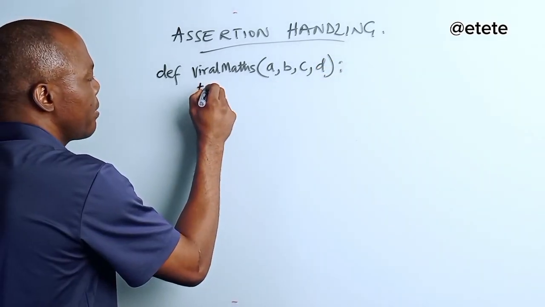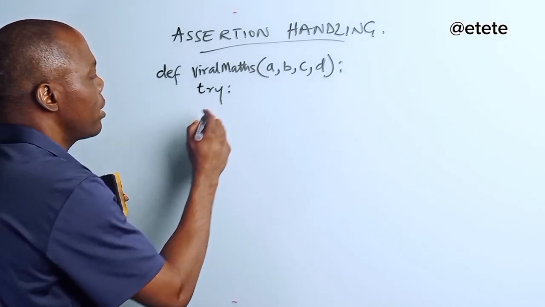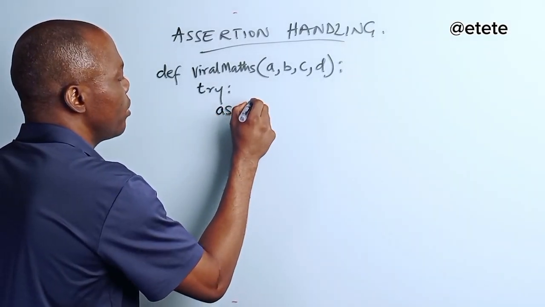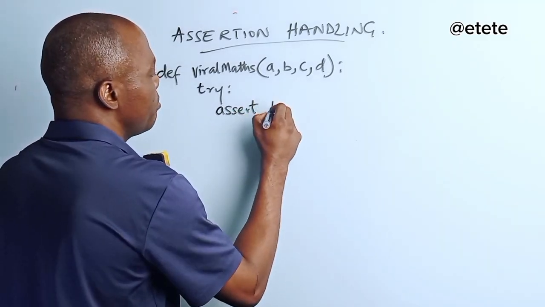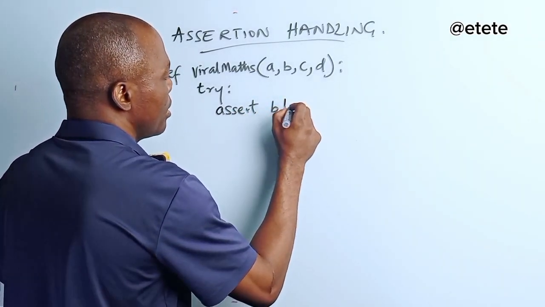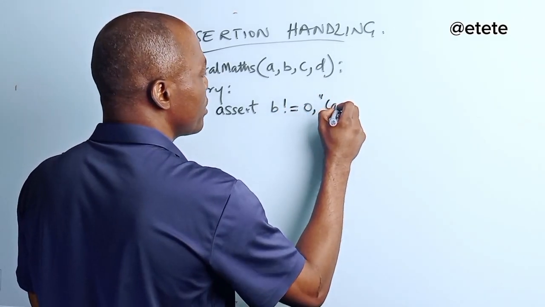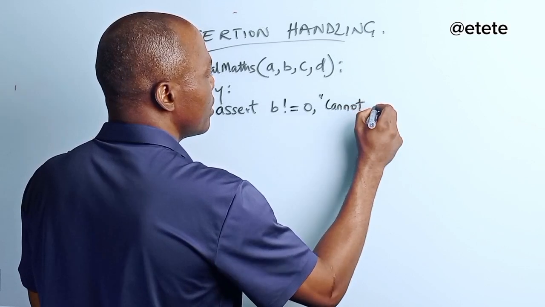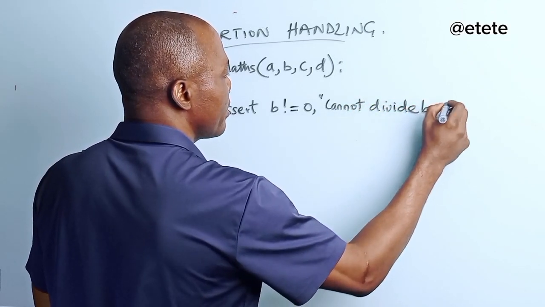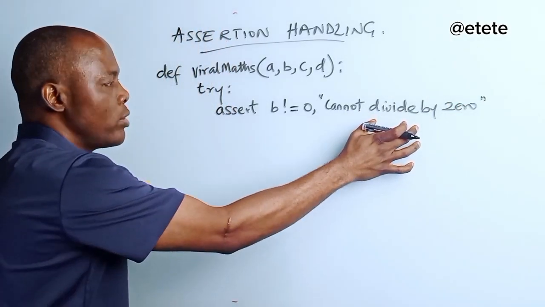I will say try, the try block, because I want to capture it. In it, I will now introduce my assert block. Assert B not equals to 0, comma, then in it, I will say cannot divide by 0. This is what I want to print out on the board.